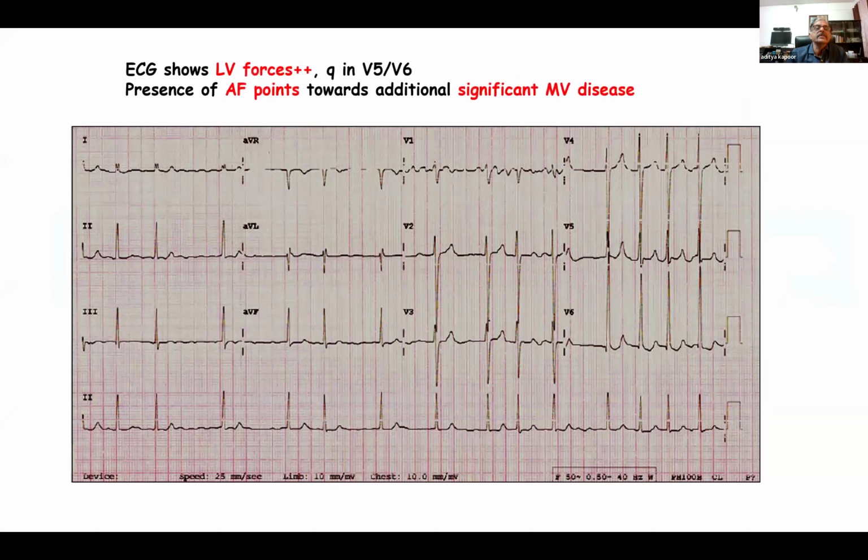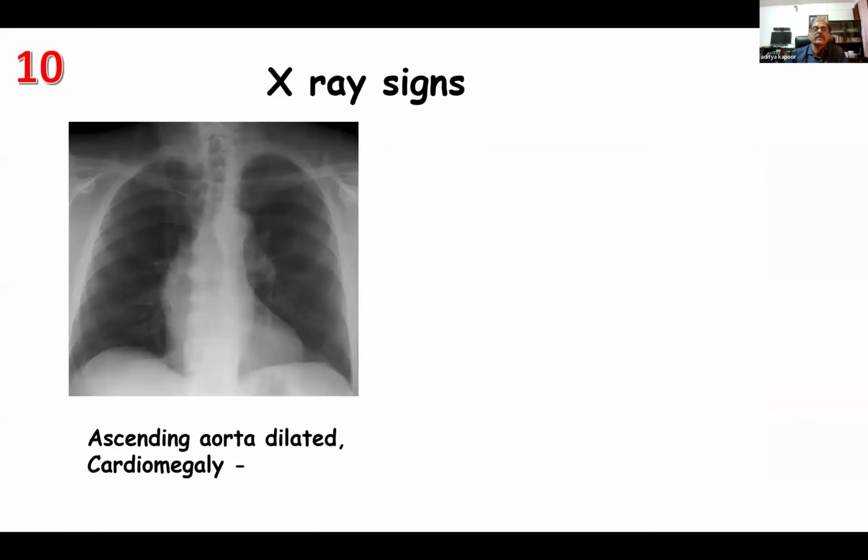So atrial fibrillation, but LV forces are there. If you see atrial fibrillation with LV forces, you should suspect, if in an aortic stenosis patient you are finding AF or right axis deviation, then you suspect mitral valve disease.